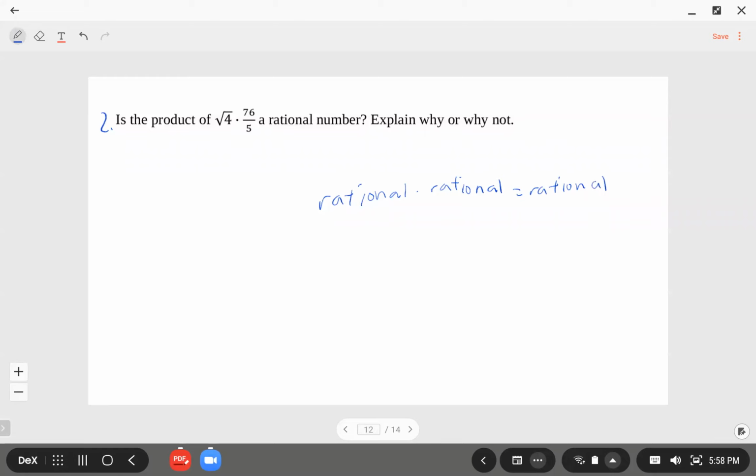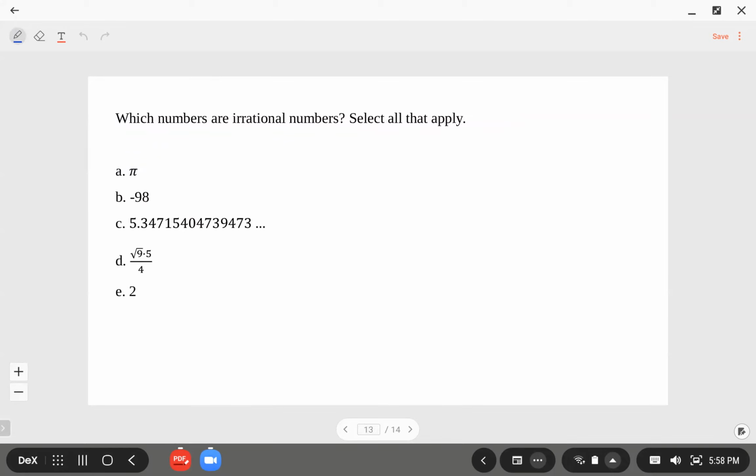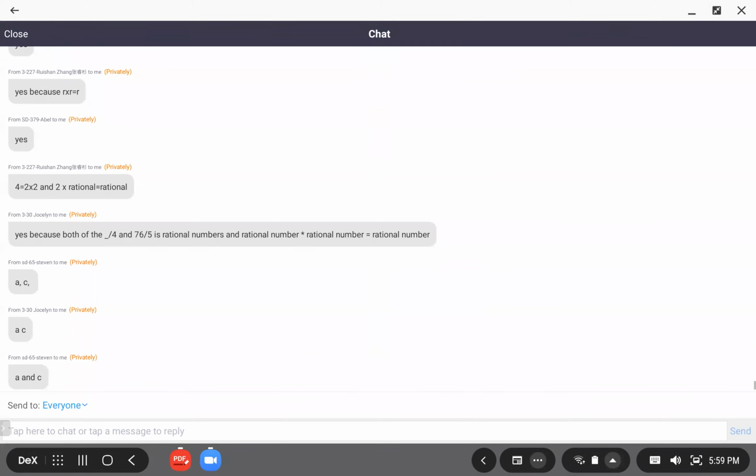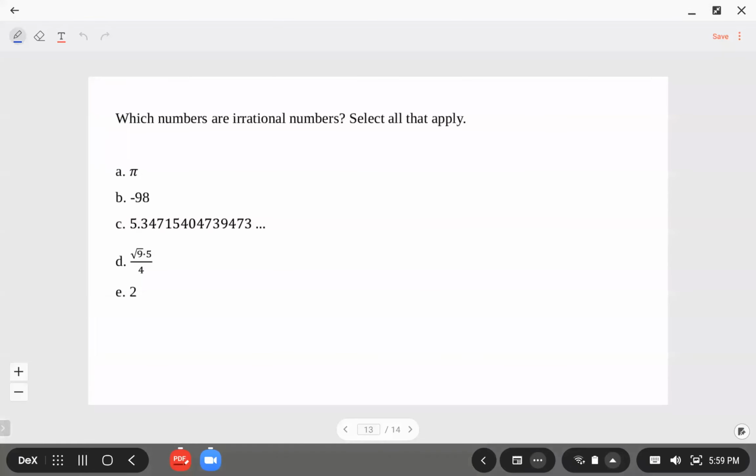So now let's move on to the next problem. Which numbers are irrational numbers? Select all that apply. I'll give you some time to try and solve this, and put your answers in the chat, please. I'll be looking for answers in the chat.